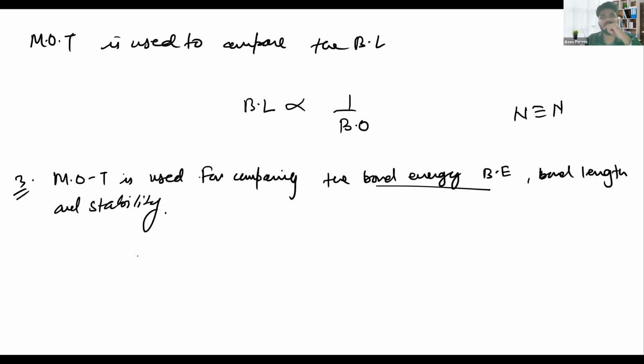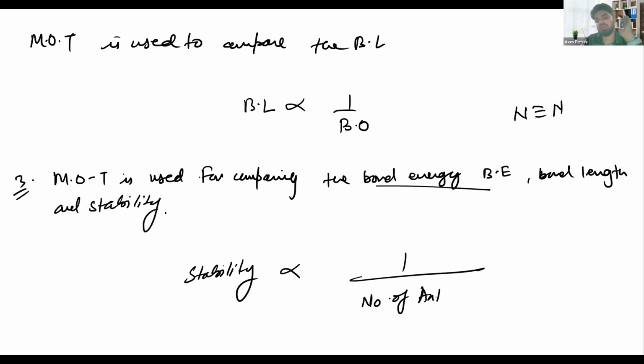Understood? Got it? So we'll say that if there is a lesser number of electrons in the anti-bonding molecular orbitals, then the stability of the bond will be more. So we can say that stability is inversely proportional to the number of anti-bonding electrons. Okay, got it?